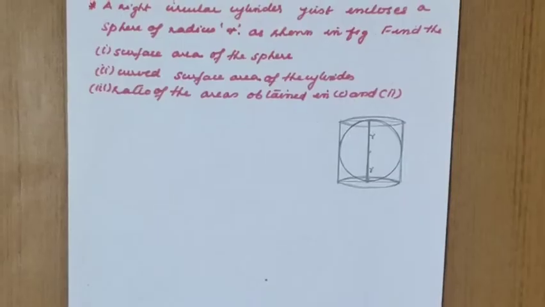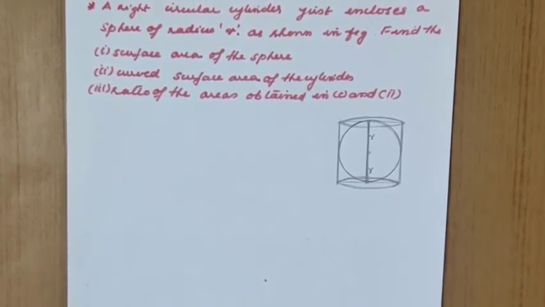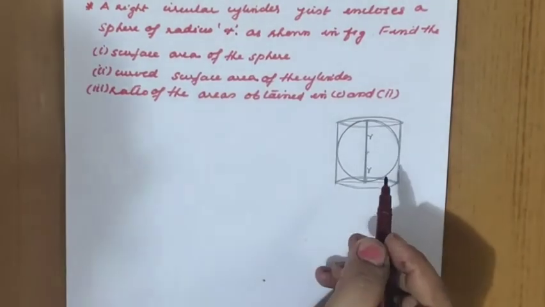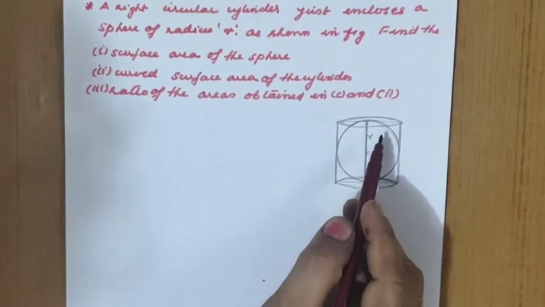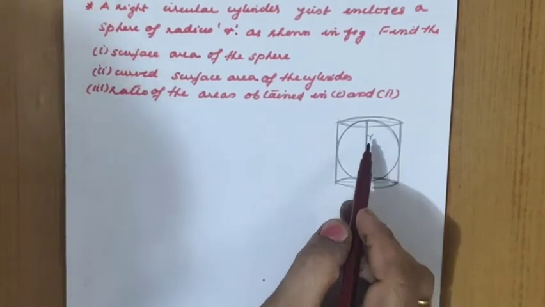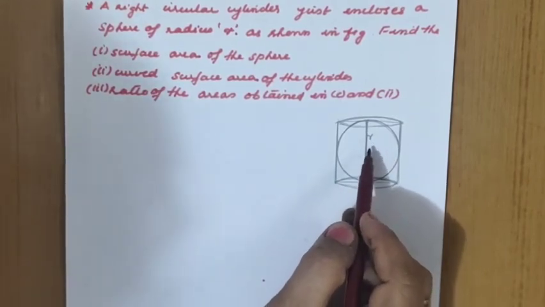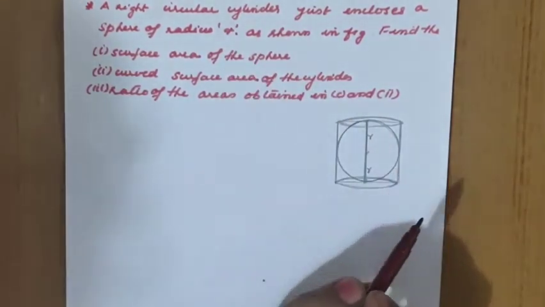A right circular cylinder just encloses a sphere of radius r as shown in the figure. Find the surface area of the sphere, find the curved surface area of the cylinder, and the ratio of the areas obtained in 1 and 2. That is the question. The diagram is already given. You can see in the diagram that the right circular cylinder encloses a sphere. The sphere is inside the cylinder. What is the radius of the cylinder? The radius of the sphere is r only, as given in the diagram.